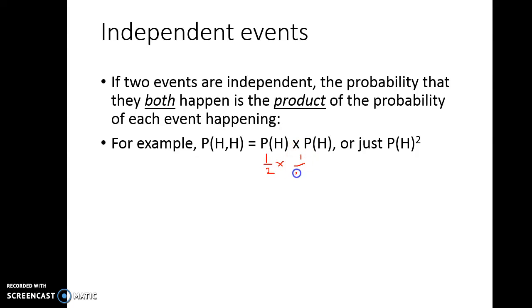heads times the probability of getting a heads. Both of those are a half, and so you can also see from this that you would calculate that and get a fourth. Since this is just the same thing twice, you could also write that as being the probability of getting heads squared. 1/2 squared, of course, is 1/4. It's very hard to draw this way.